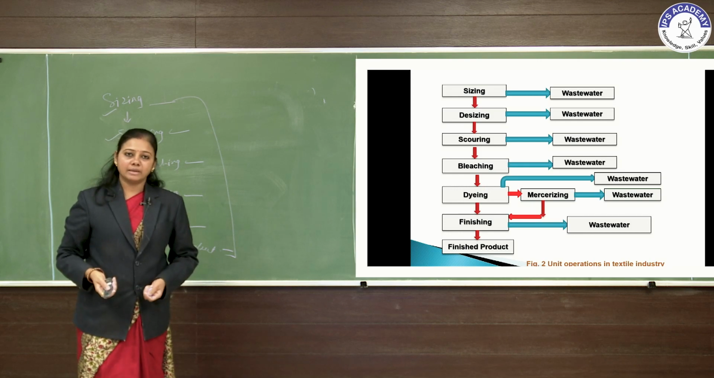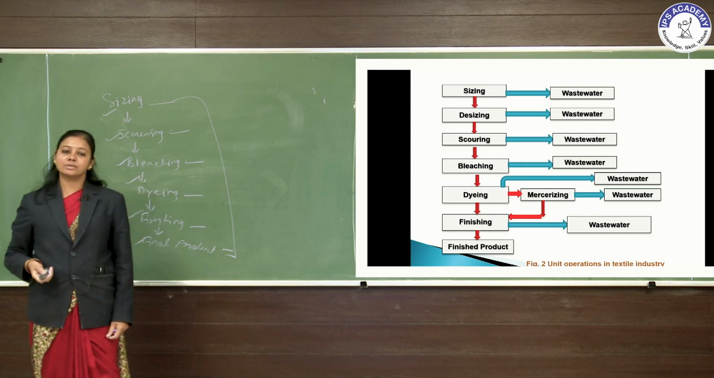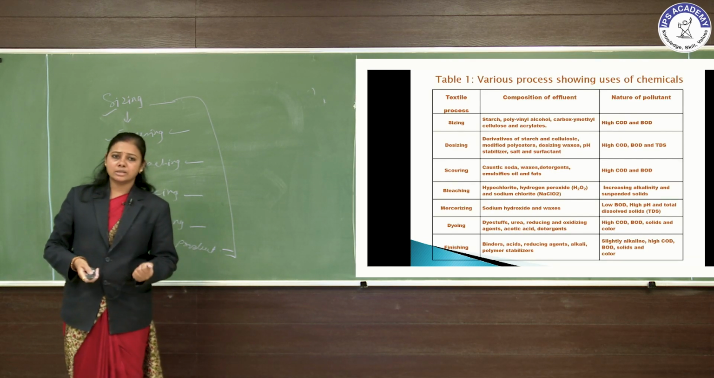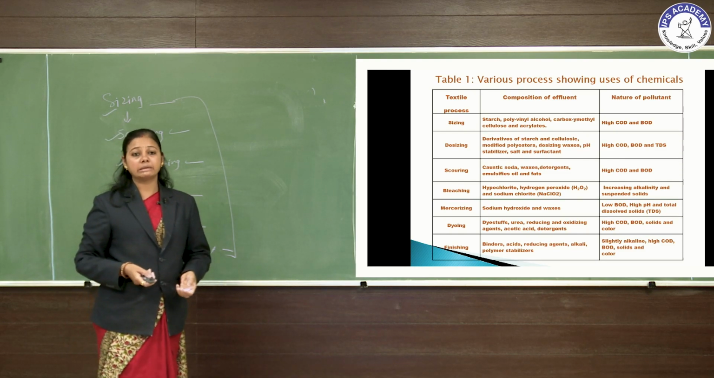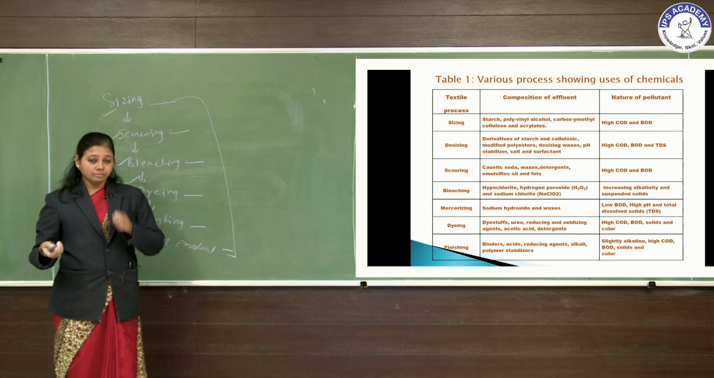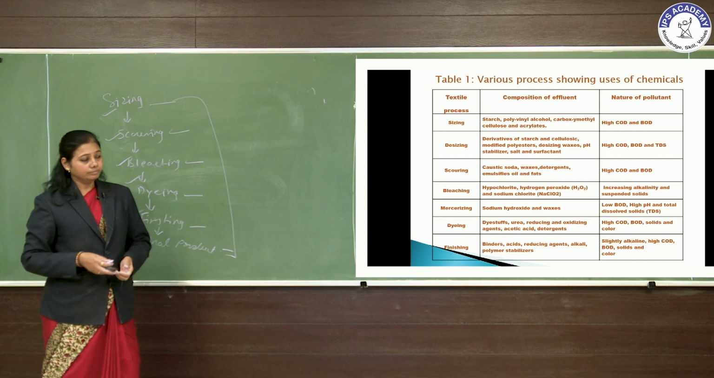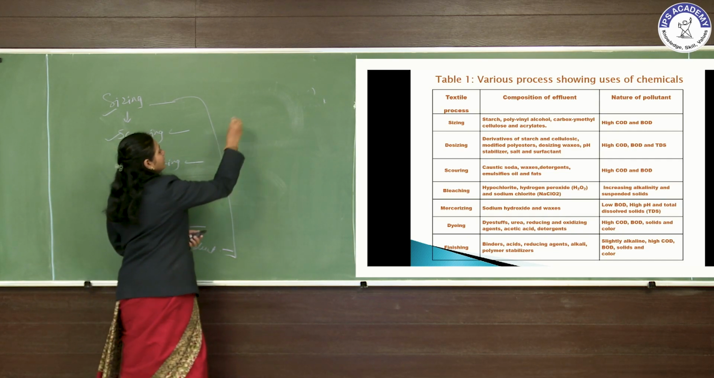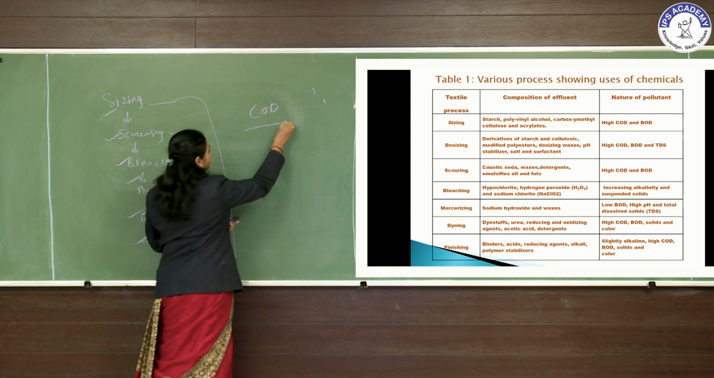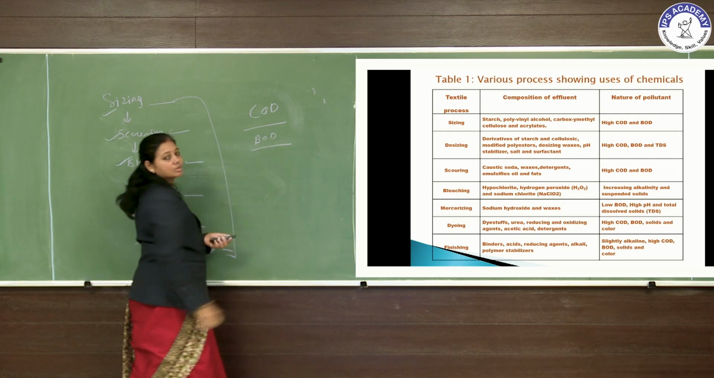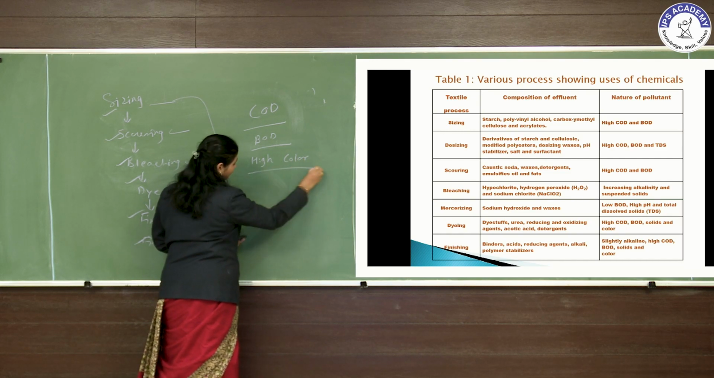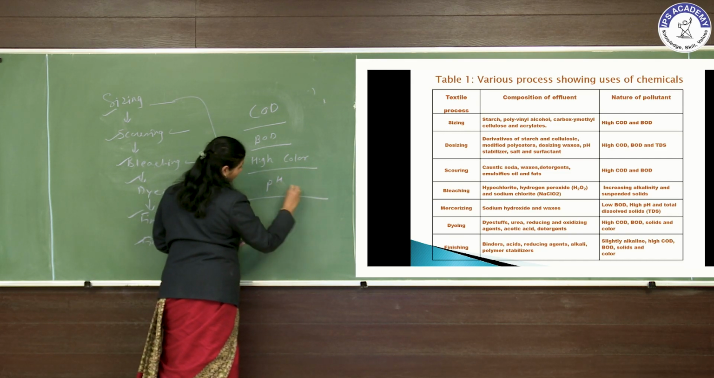Ultimately, the textile industries utilize a number of chemicals. This slide presents how many chemicals our textile industry unit operations are using, and at the same time generating very highly concentrated wastewater. This wastewater has a very high concentration of COD, that is chemical oxygen demand, BOD, that is biological oxygen demand, high concentration of color, and high pH, normally alkaline.